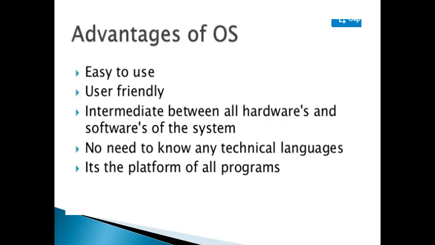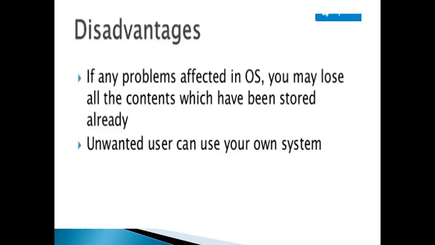So when there is a positive side, there is obviously a negative side. So there has to be some disadvantage. So what is the disadvantage of operating system? If any problem affects the operating system, you may lose all the contents which have been stored already. Just imagine, because of the operating system, you are using your hardware, you are using your apps. So if there is any problem with the operating system, you cannot use your programs, you cannot use your apps, you cannot use your hardware properly. Your contents are lost. So that's why this is a disadvantage of operating system.